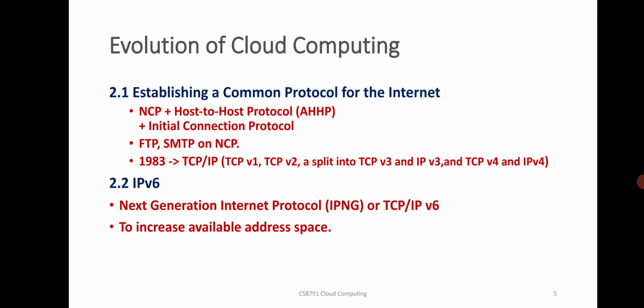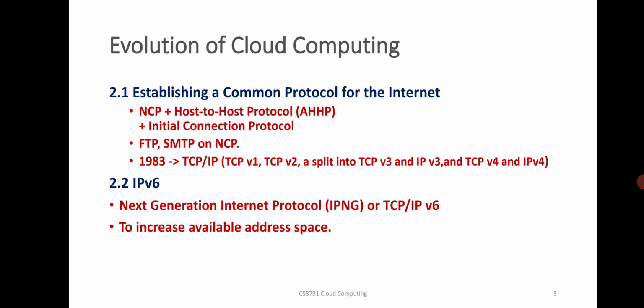Next thing is establish a common protocol for internet. NCP plus host to host protocol plus internet connection protocol. The combination of NCP, host to host, then internet connection protocol. So these combination used in internet. After that, file transfer protocol, simple mail transfer protocol on NCP will be used.